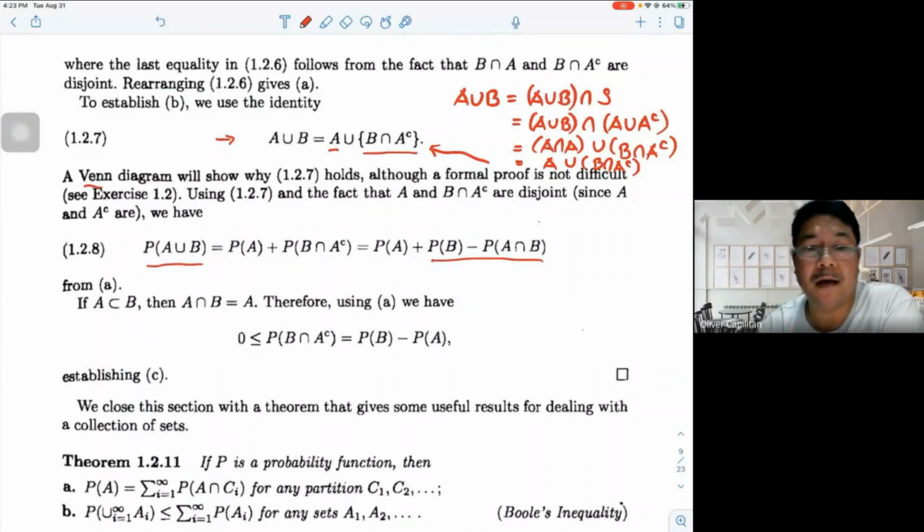For property letter C, if A is a subset of B, then we have here A intersection B will be equal to A, since we know that A is a subset of B. And therefore, using the property A, then clearly we have here the probability of B intersection A complement is non-negative, and that will be equal to the probability of B minus the probability of A. And then showing now using this equality, it would imply now that the probability of A is less than or equal to the probability of B.